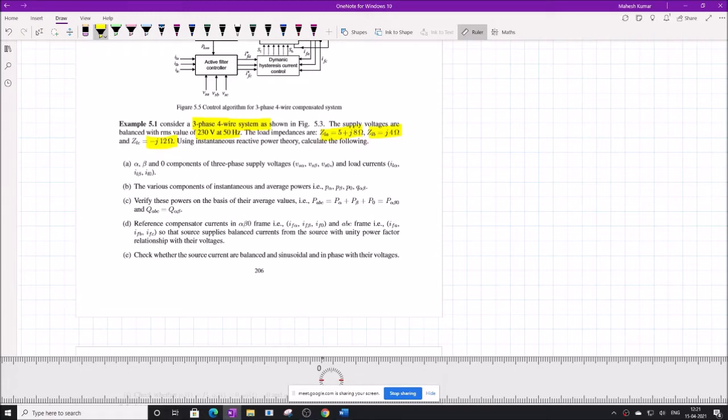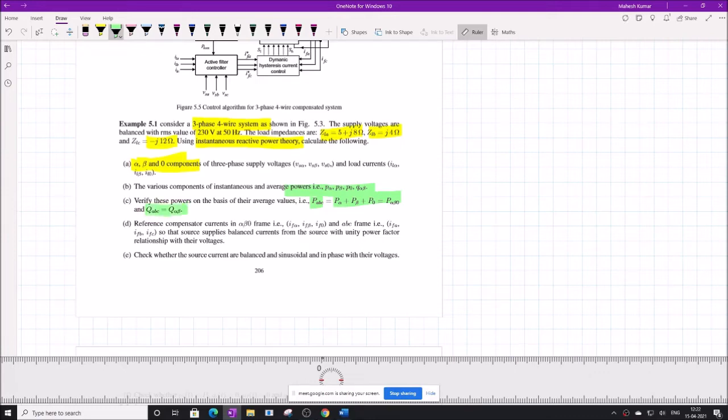Using these parameters, based on the instantaneous reactive power theory, we have to compute first the alpha beta components of these, second the various components of power like P alpha, P beta, P0, Q alpha beta and so on. Verify that P abc is the same as P alpha beta 0. You have done it many times, but once more you can verify, and Q abc is the same as Q alpha beta.